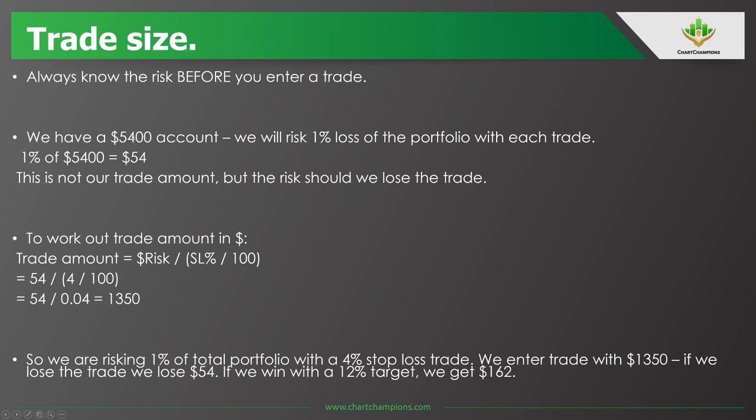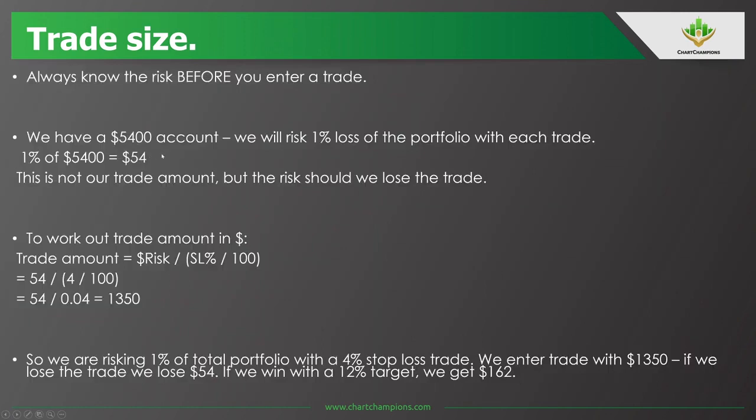In this example, we have $5,400 and we will be willing to risk 1% of the portfolio with each trade. As a beginner, you might only want to risk 0.5%. Obviously your account size is going to be different, but the percentage that you're willing to risk can also be changed. 0.5% to 1% are generally accepted. In this example, we're going to be risking 1% of our portfolio with the trade. So 1% of our account size, which is $5,400, is $54.